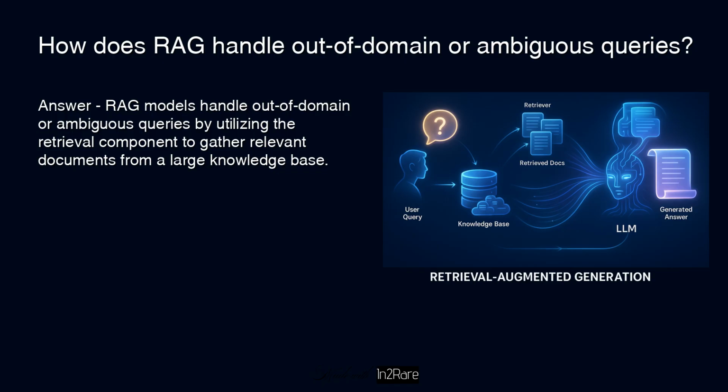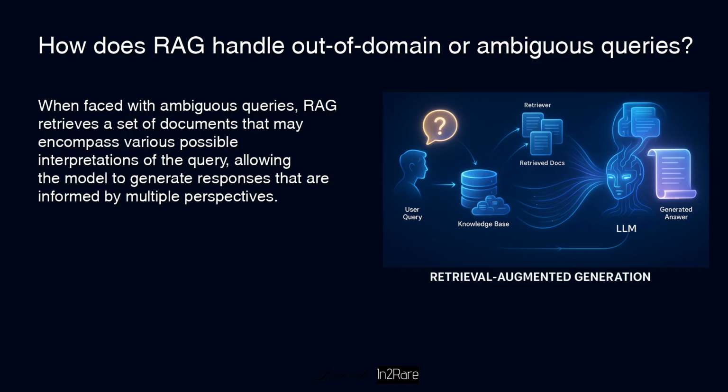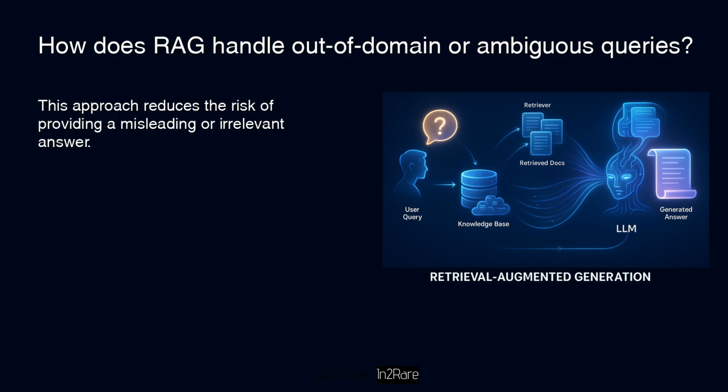Answer: RAG models handle out-of-domain or ambiguous queries by utilizing the retrieval component to gather relevant documents from a large knowledge base. When faced with ambiguous queries, RAG retrieves a set of documents that may encompass various possible interpretations of the query, allowing the model to generate responses that are informed by multiple perspectives. This approach reduces the risk of providing a misleading or irrelevant answer.